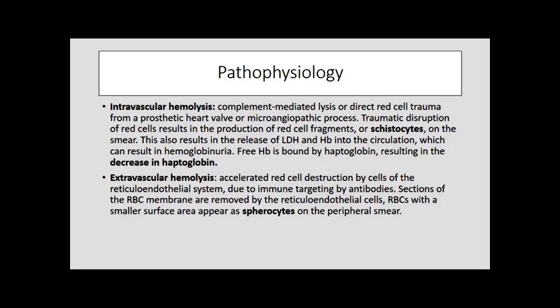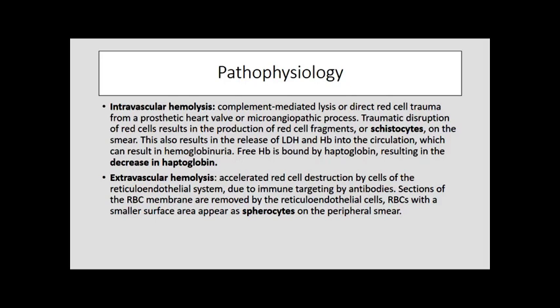Now, if the hemolysis is extravascular, that means in the spleen, there is accelerated red cell destruction by cells in the reticuloendothelial system, spleen, liver, because of immune targeting of the antibodies. Sections of the red cell membrane are removed. Imagine the red blood cells are traveling in the spleen. They have some antibodies bound to them, and the macrophages bite the cell, trying to phagocytose it. They take a piece of the red blood cell.